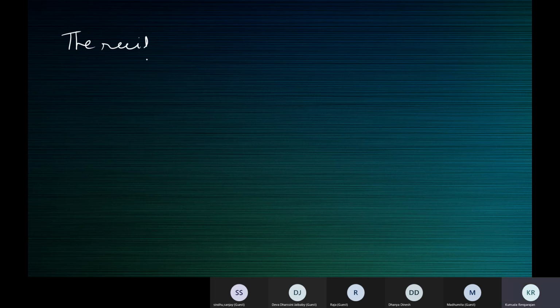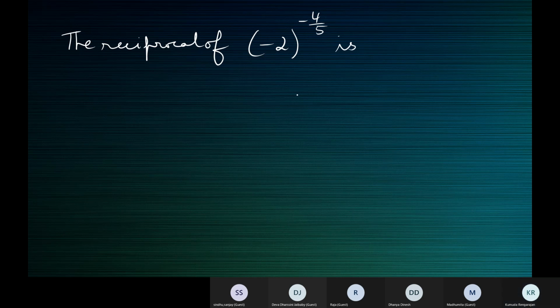The reciprocal of, I told you I don't remember what I wrote earlier. I'm just writing something now. Yes, Raja. The reciprocal of this expression is, you can write it in two ways. Tell me one of the two. The other one, Devadarshini will tell us.